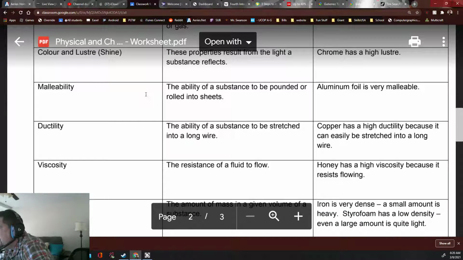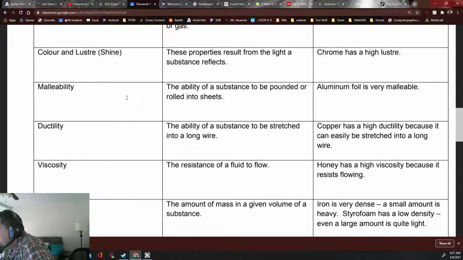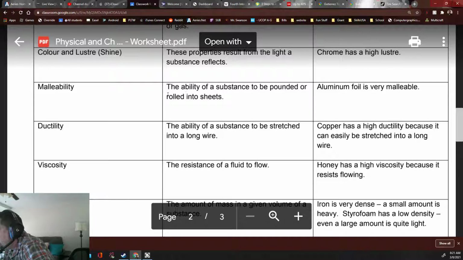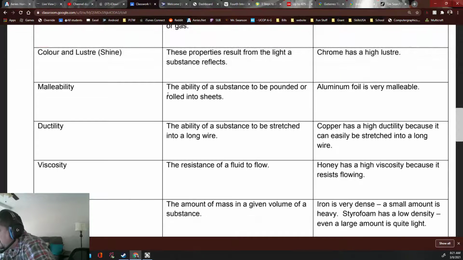Malleability, what does that mean? The ability of a substance to be pounded or rolled into sheets. So aluminum foil is very malleable. If you take aluminum, you can squish it and make it into thin foil. Lead is also very malleable. Lead is a very soft metal. You can hit it with a hammer and you'll put a big old dent in it because you can squish it real easy.